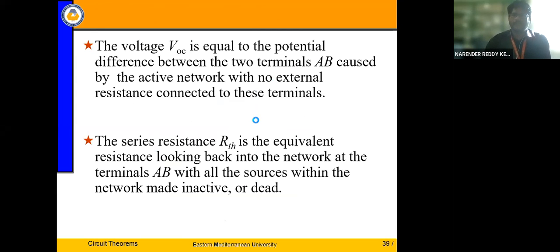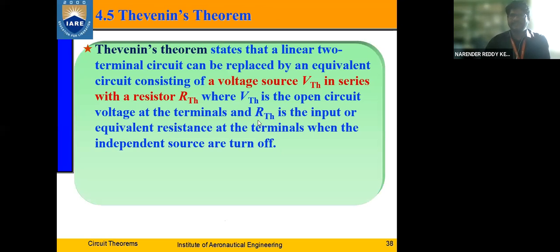So the definition itself is this. Thevenin's theorem states that a linear two-terminal circuit can be replaced by an equivalent circuit consisting of a voltage source VTH in series with a resistor RTH, where VTH is the open circuit voltage at the terminals and RTH is the input or equivalent resistance at the terminals when the independent sources are turned off. Right? So while calculating the value of VTH, we open the load resistance and find the voltage across that.